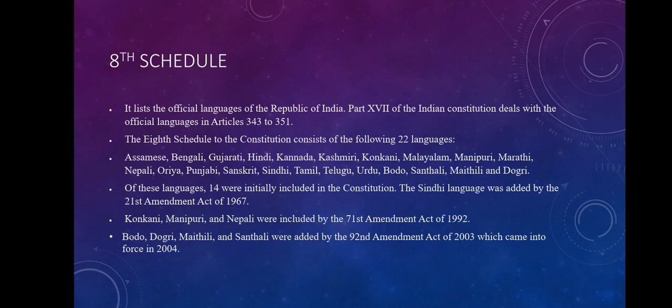Of these languages, 14 were initially included in the Constitution. The Sindhi language was added by the 21st Amendment Act of 1967. Konkani, Manipuri, and Nepali were included by the 71st Amendment Act of 1992. Similarly, Bodo, Dogri, Maithili, and Santhali were added by the 92nd Amendment Act of 2003, which came into force in 2004. Moving ahead with the Ninth Schedule.